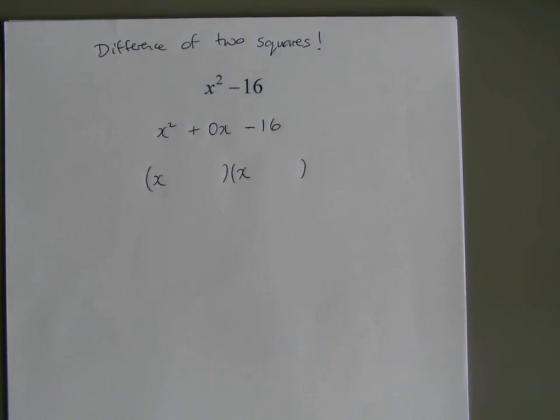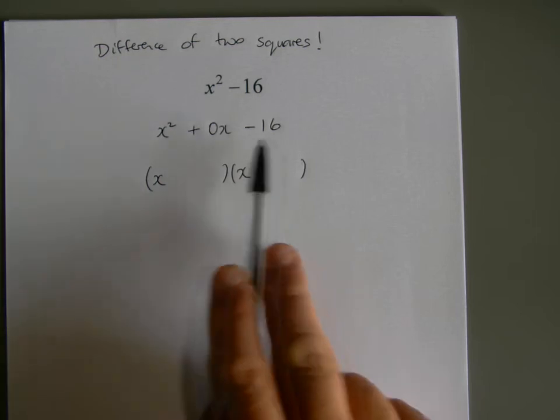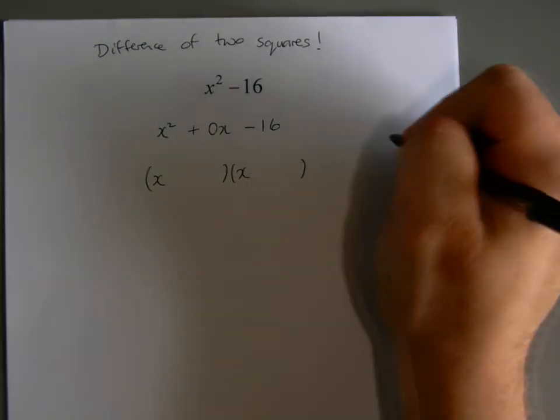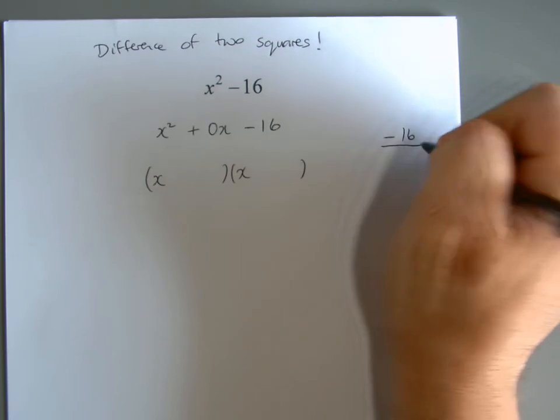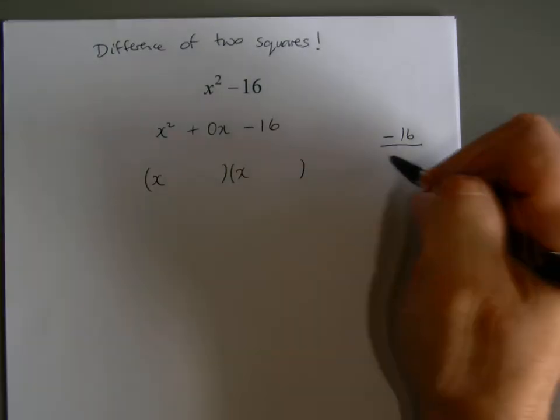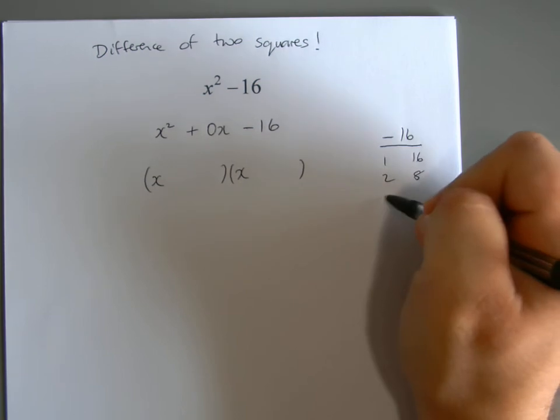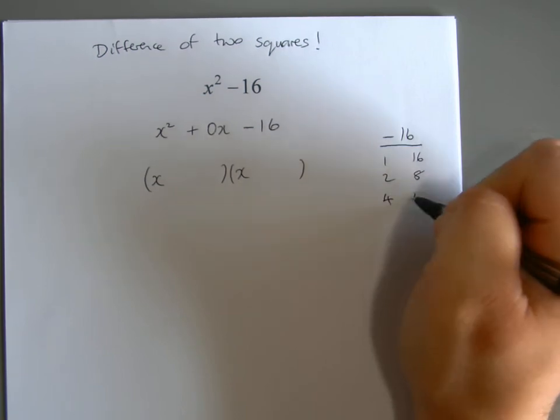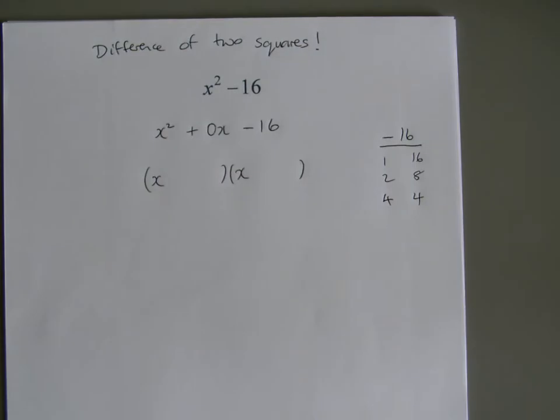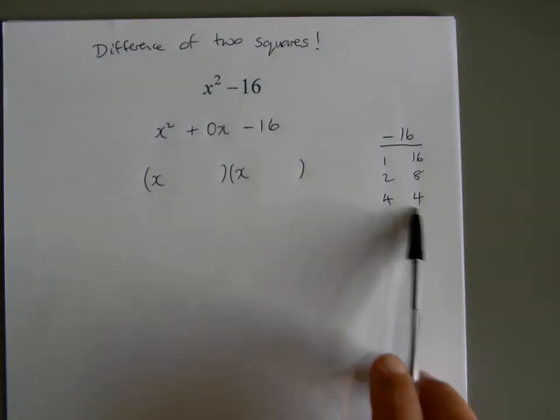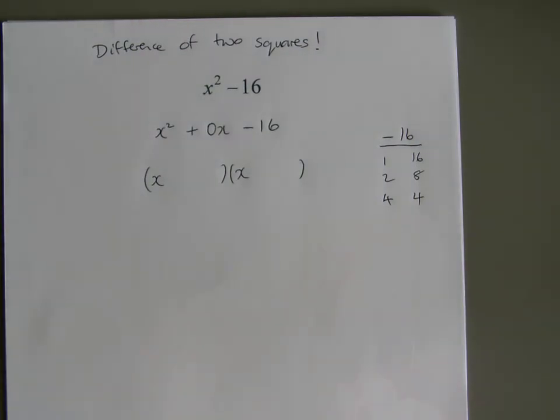Now, we need a pair of numbers that multiply to give minus 16 at the end. When you think of the pairs for 16, we've got 1 and 16, and we've got 2 and 8. And then the other pair is 4 and 4. 16 is a square number, and with a square number, you'll have a pair that's the same.